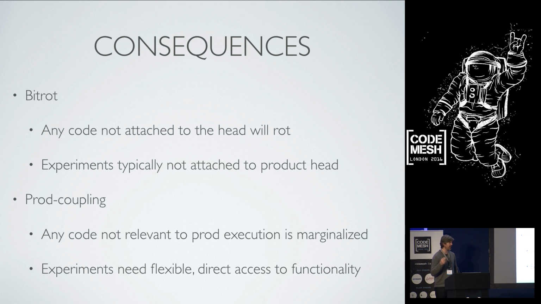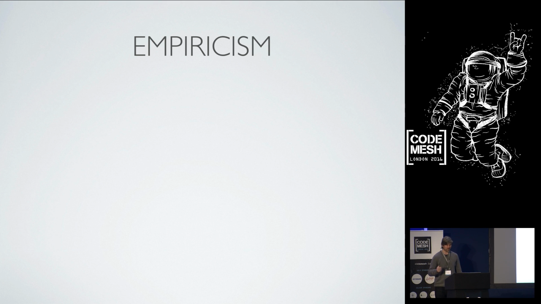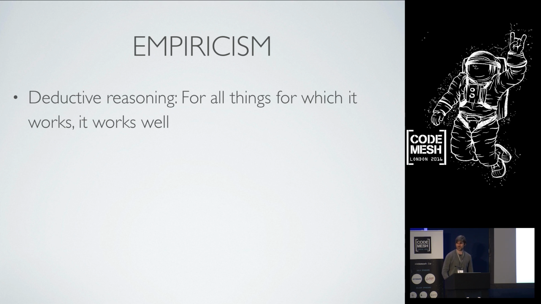Experiments need flexible and direct access to functionality. So this is the Katniss empiricist mode here. This is the final plea for empiricism.